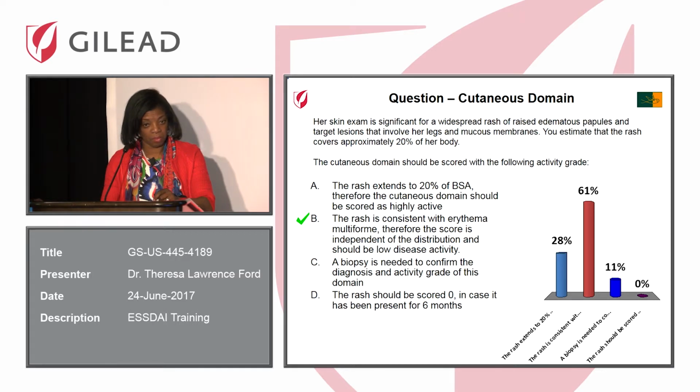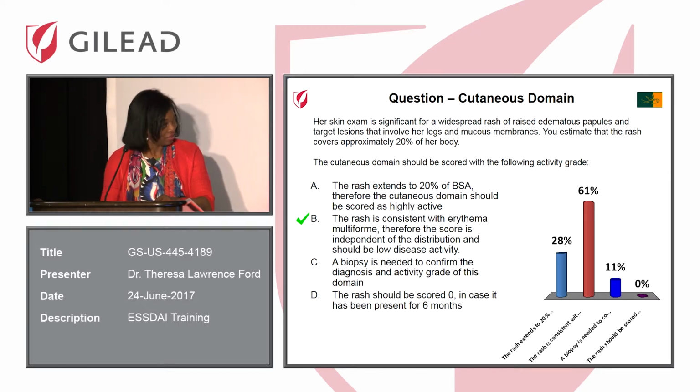And that's a common theme across the ESSDAI, same for the renal domain. If you have a biopsy to score it, great, but a biopsy is not needed. The only domain where you may need a biopsy if you don't have an MRI and don't have the EMGs would be the muscular domain. There's one confirmatory test needed. It's kind of an exception to the general theme.